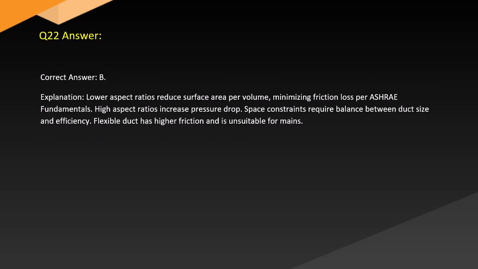Answer. Correct answer: B. Explanation. Lower aspect ratios reduce surface area per volume, minimizing friction loss per ASHRAE Fundamentals. High aspect ratios increase pressure drop. Space constraints require balance between duct size and efficiency. Flexible duct has higher friction and is unsuitable for mains.